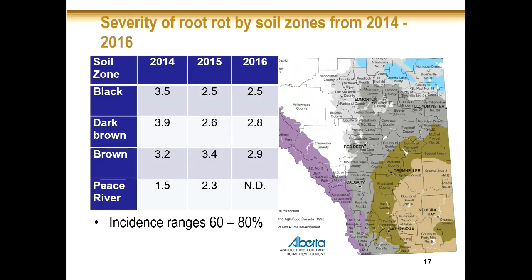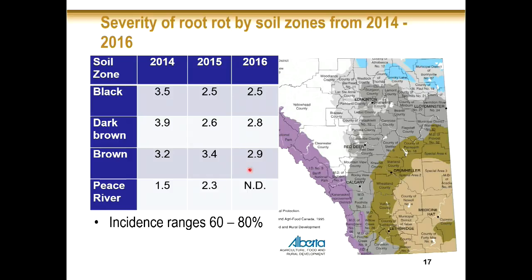It's harder to get samples up from Peace River, so we didn't get any from 2016. But we can see in terms of severity here, where we're moving out of that healthy zone, and most of the plants having a moderate root rot. In 2014, it was worse, the root rot was worse in the dark brown soil zone at 3.9. 2015, the plants actually looked a lot better, and that's because it was a very dry year. And there actually was roots from the brown soil zone that had the highest disease severity at 3.4.